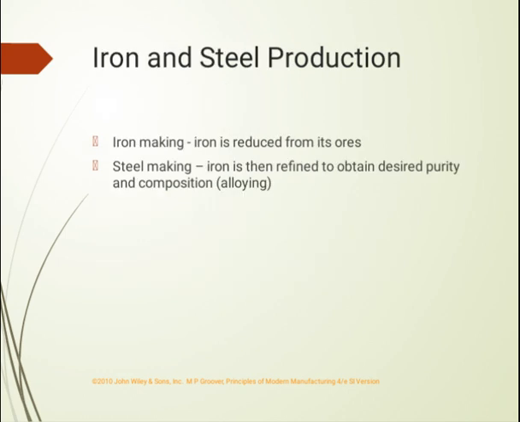Iron and steel products start with iron making, where iron is reduced from its ore. In steel making, iron is then refined to obtain desired purity and composition in alloying. From this video lecture, the phase diagram of the iron carbon structure is very well known. Thanks for listening.